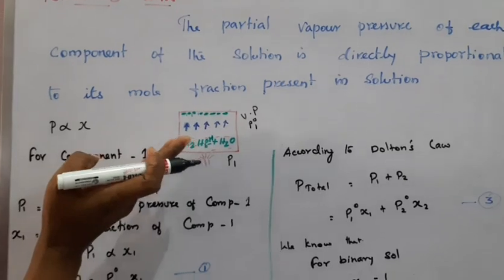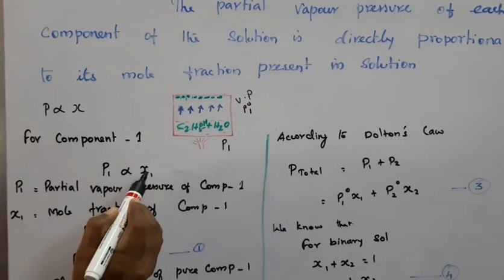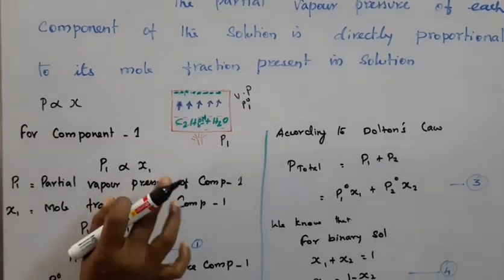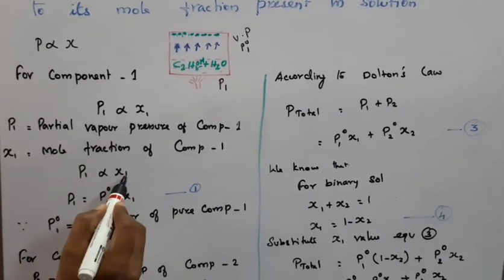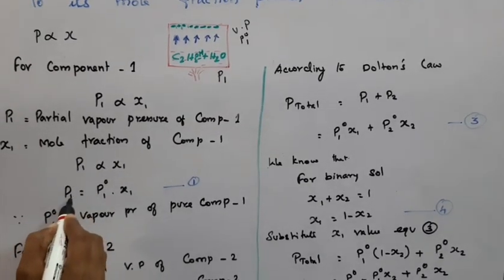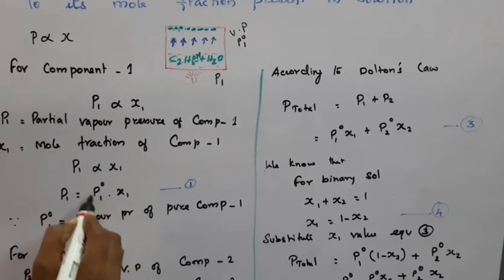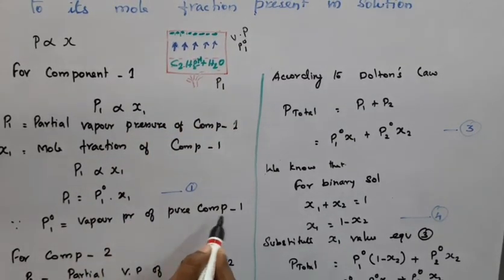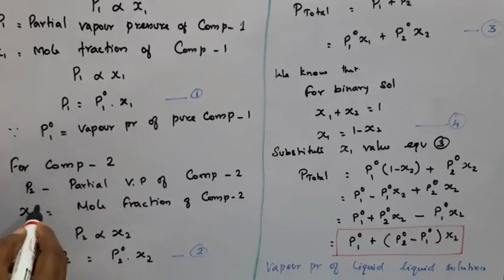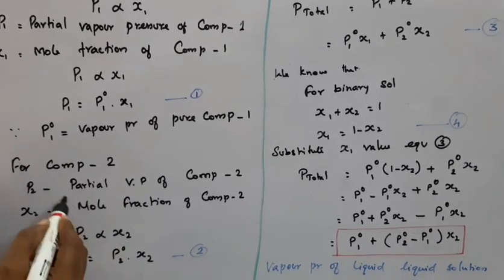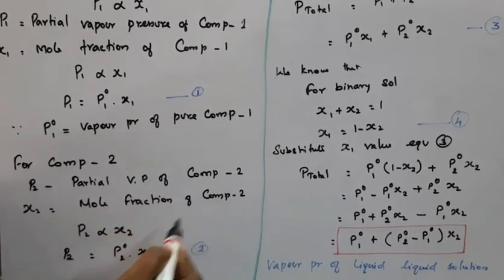According to this statement, for component 1, the partial pressure is directly proportional to the mole fraction of component 1. So P1 is proportional to x1, so the partial pressure of component 1 equals P01 x1. Here P01 is the vapor pressure of pure component 1. Simultaneously for component 2, P2 is proportional to x2. P2 is the partial vapor pressure of component 2 and x2 is the mole fraction of component 2.